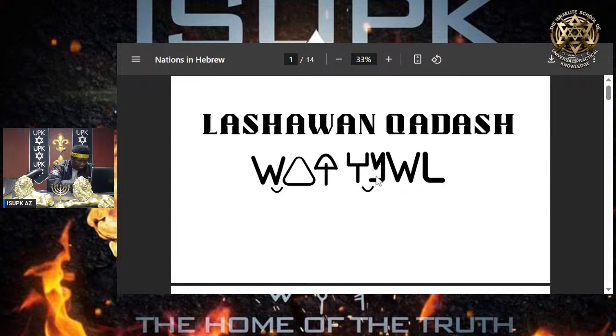Those are backwards. The Y and the Na are backwards. I don't know how that happened, but they should be flipped. Then you have this little mark right here, the connector. It means you combine these characters to give a different sound. This is how you get La, Sha, Wan. Then you have Qua, Da, and Sha, and the Da and the Sha together with the connector give you Dash.